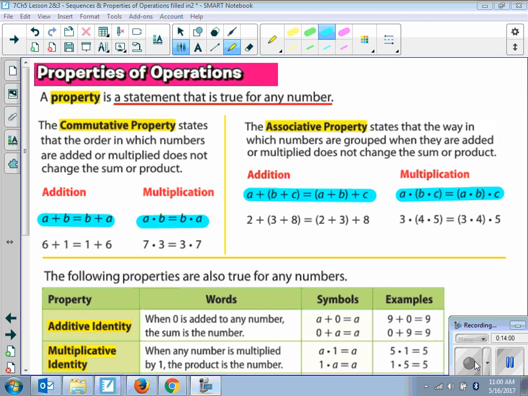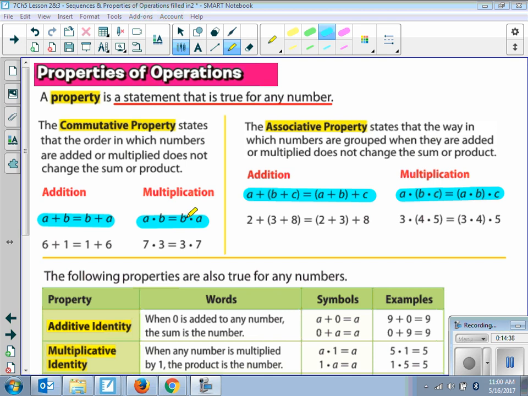Now let me ask you this. Does the commutative property hold true for subtraction or division? No. Let's check it out. So for subtraction, we're just going to pick two numbers. Okay? Let's do 5 minus 2. Okay? So 5 minus 2 is 3. And 2 minus 5 is negative 3. So those are two different numbers, right? Two different numbers. So that means the commutative property does not hold true for subtraction.